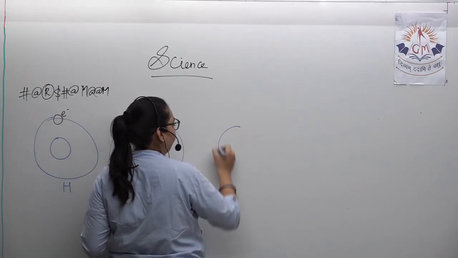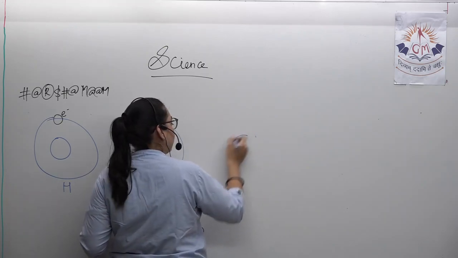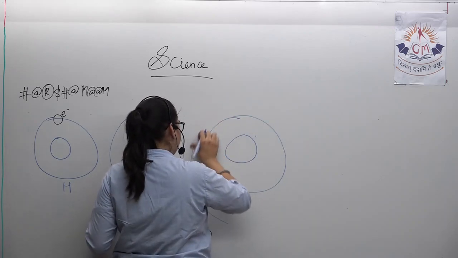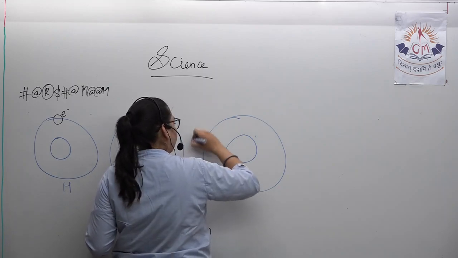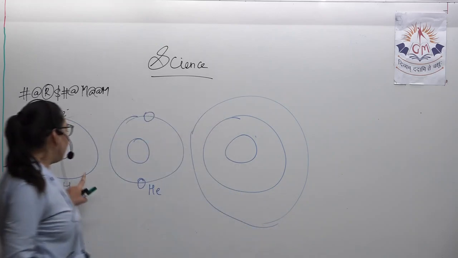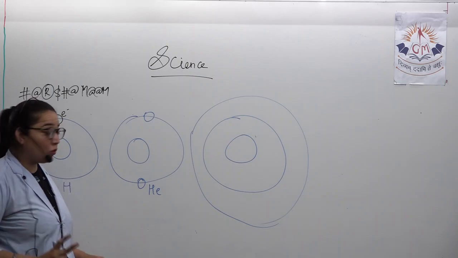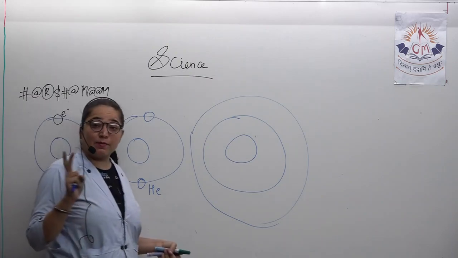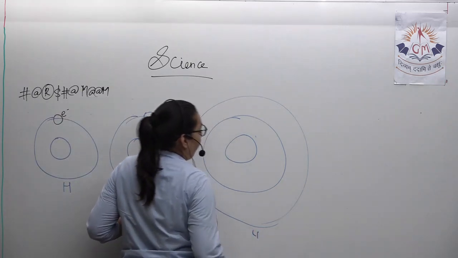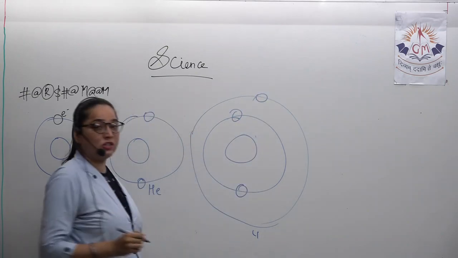Lithium. Now here what happens? This was the first orbit K. In K, how many maximum number of electrons can come? 2. So in K orbit, maximum 2 electrons are possible. While coming to lithium, in the first orbit, there are how many electrons? 2. In the next orbit, there will be how many electrons? 1 more.